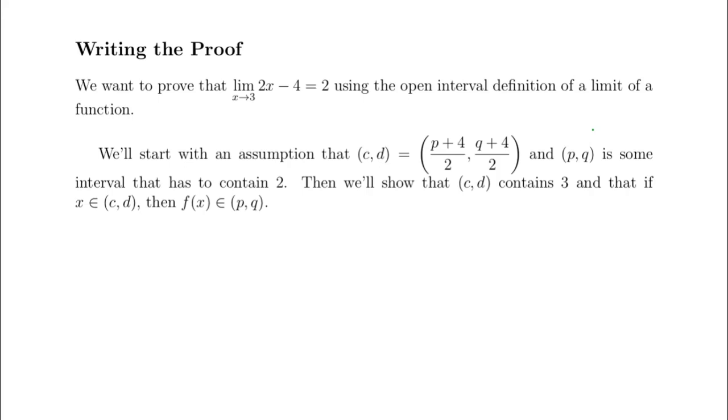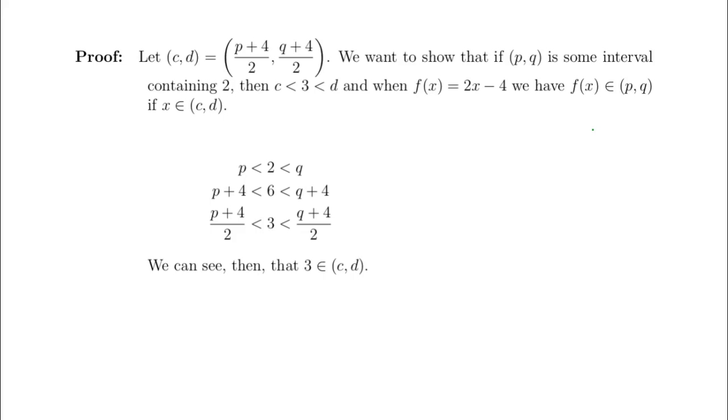And that for any of the x values in that interval, the y values will be within P and Q. This comes in 2 parts. So here are all of our assumptions. The 2 parts are pretty easy. You notice I'm starting with 2 being in this interval, P to Q.